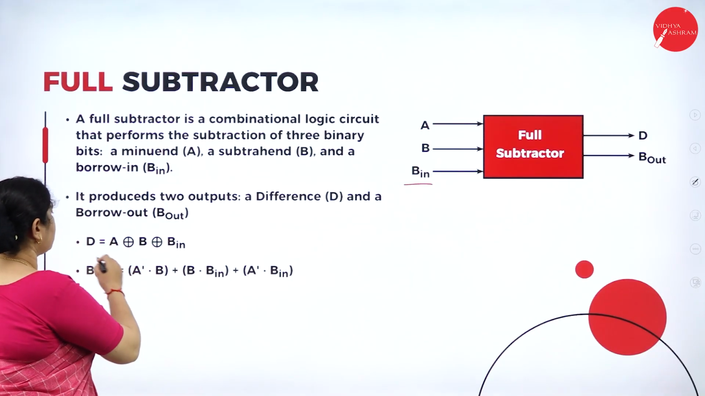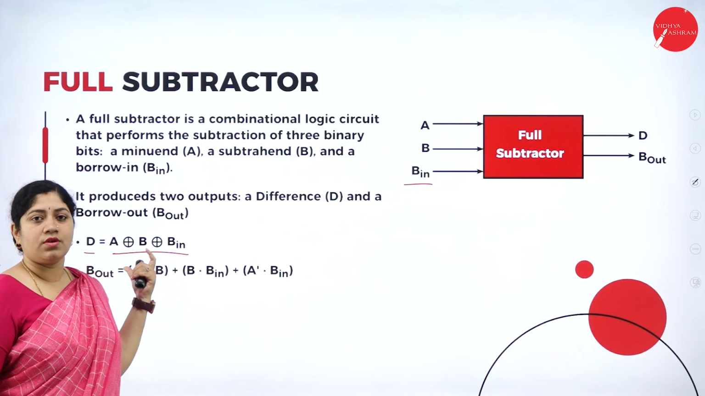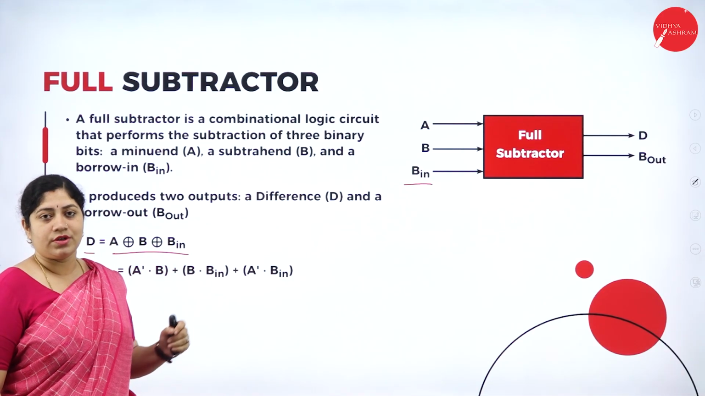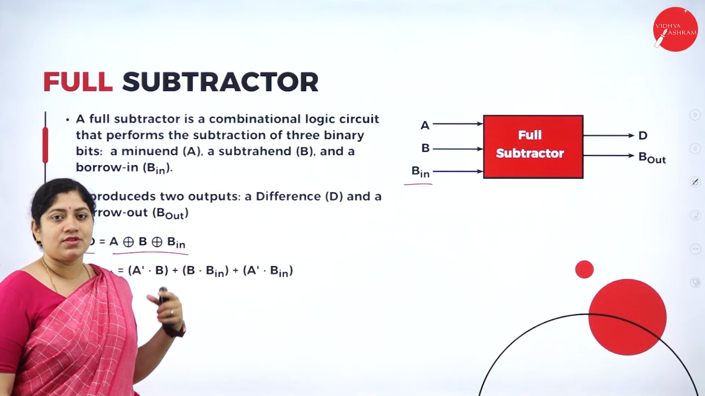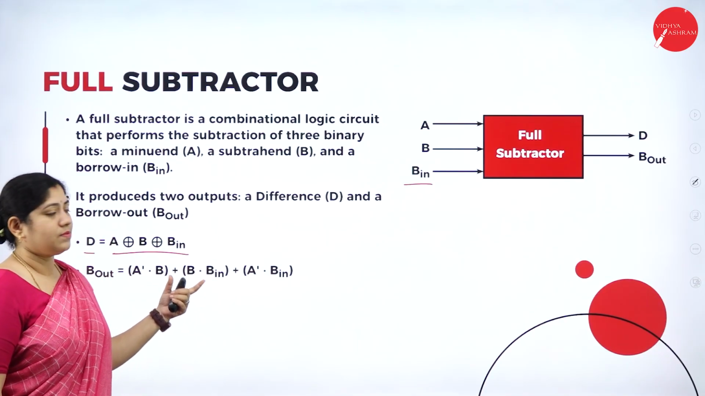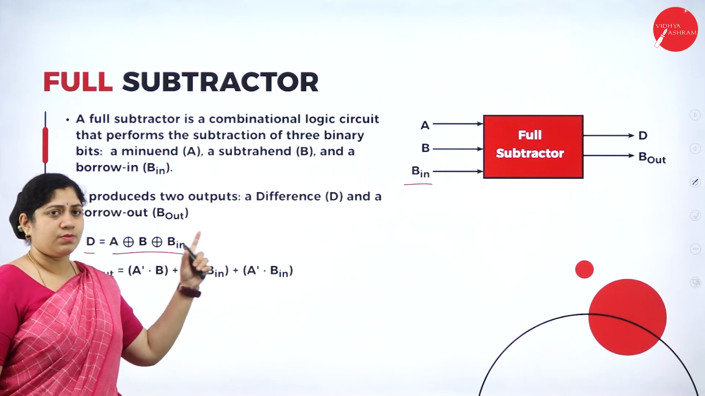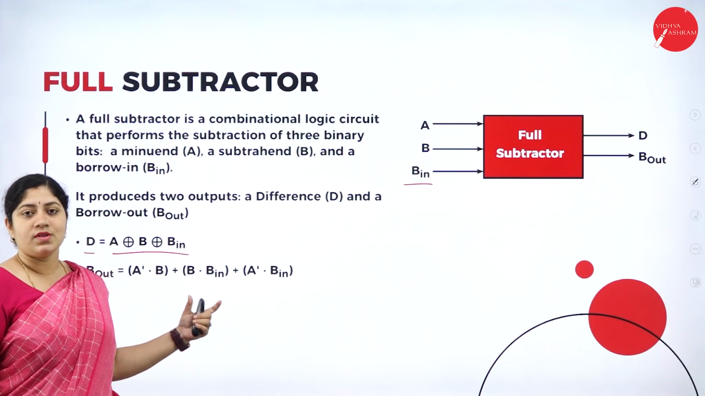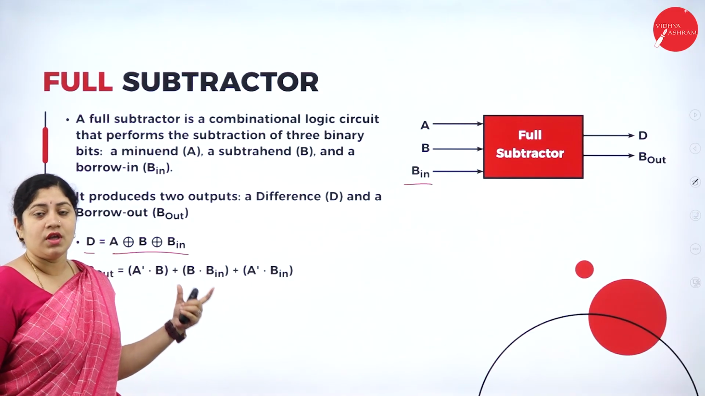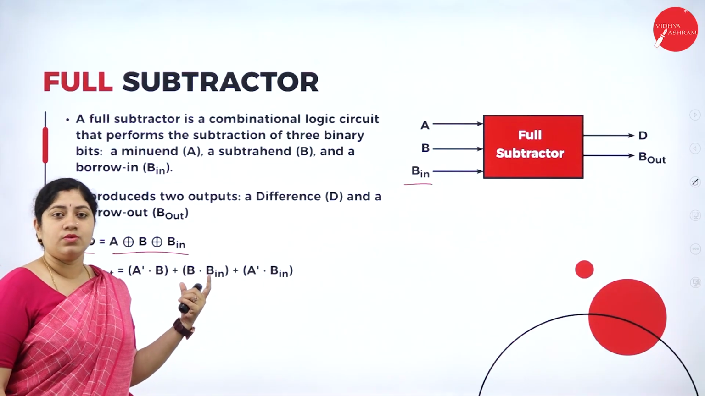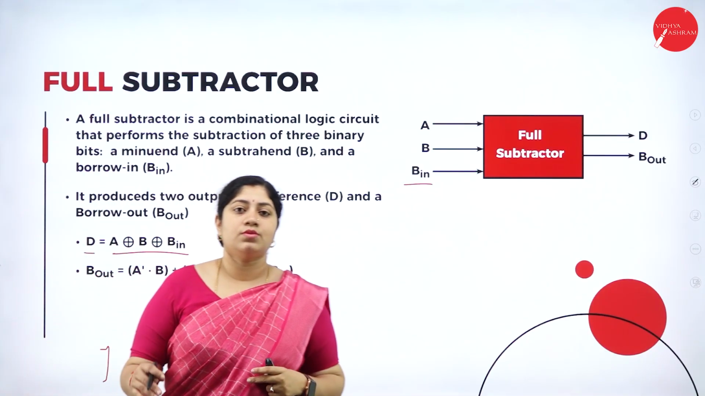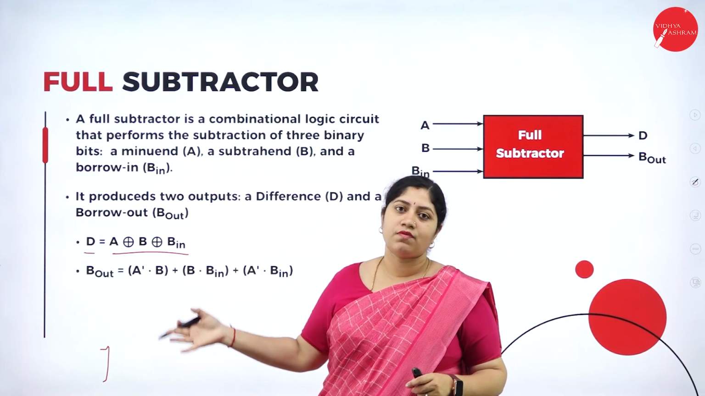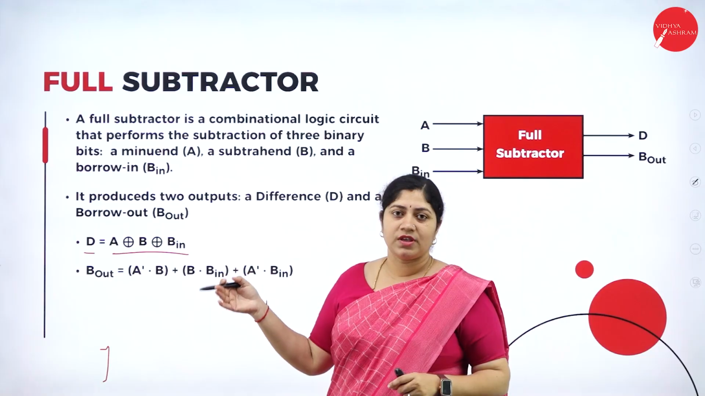So the expression for our difference is A XOR B XOR B in. Okay, that is nothing but an XOR of input terms. The second output, that is the borrow, is A dash B plus B into B in plus A dash B in. Okay, so this is the expression for borrow. There is nothing like how this expression will come or how we have derived it. These are the standard expressions for the half adder, full adder. So we have to just write it, and represent it in the form of a logic diagram by using basic gates.